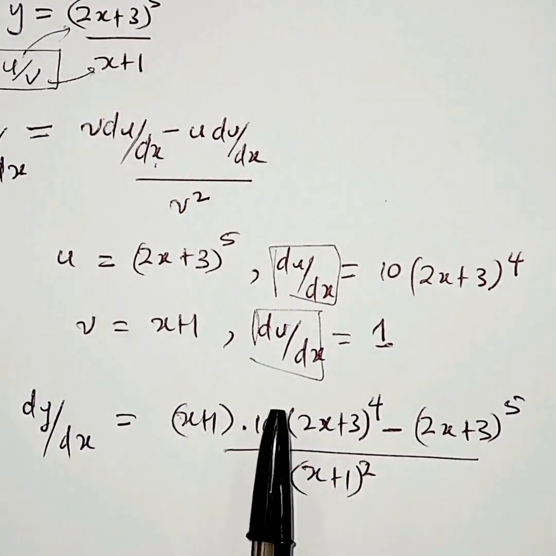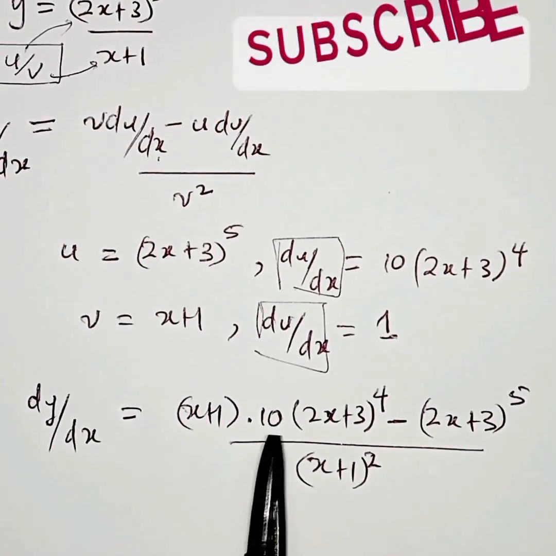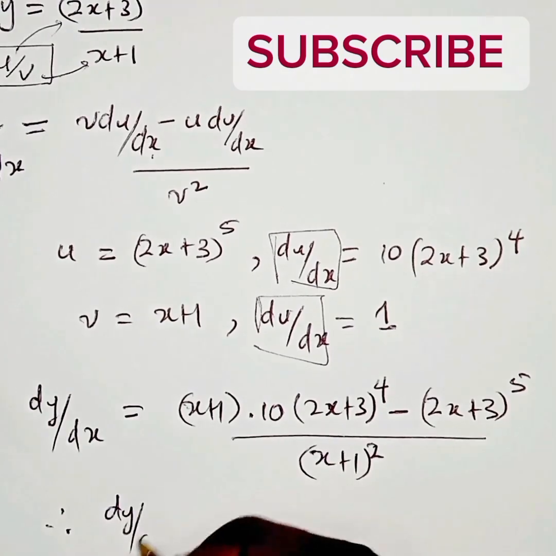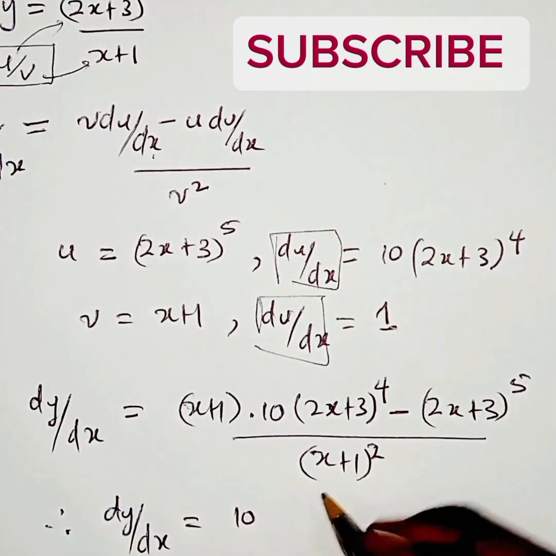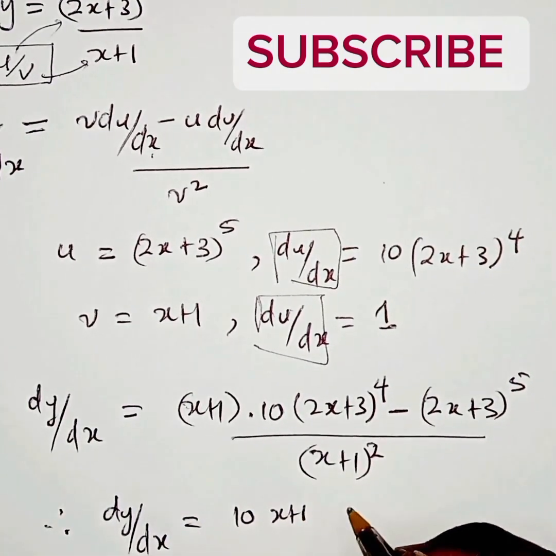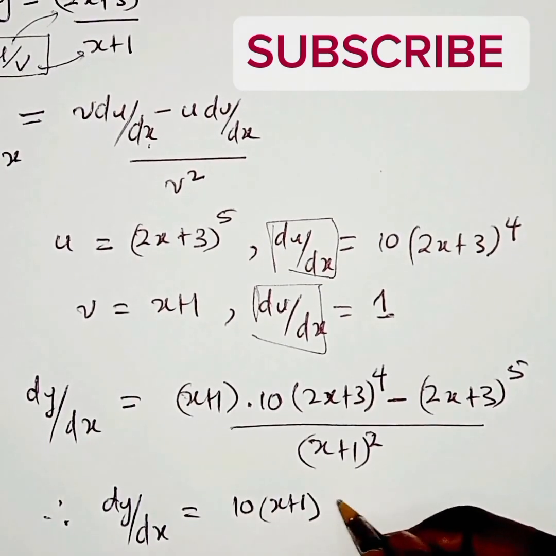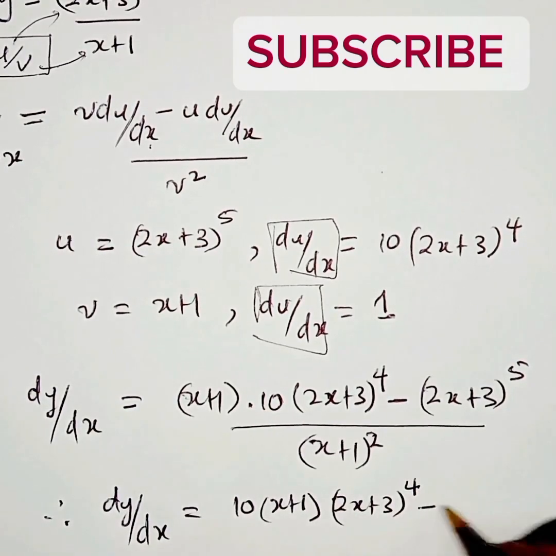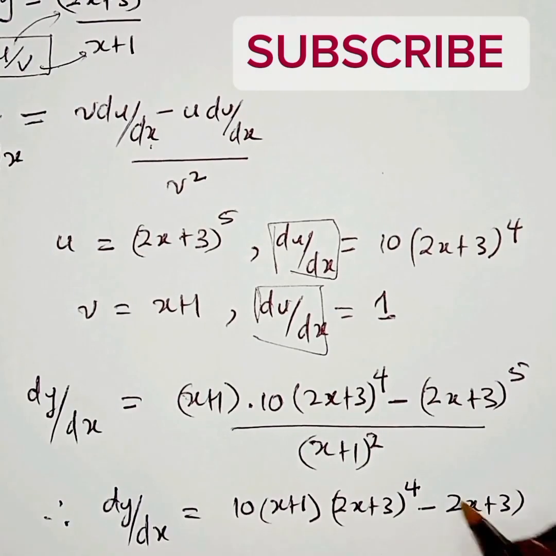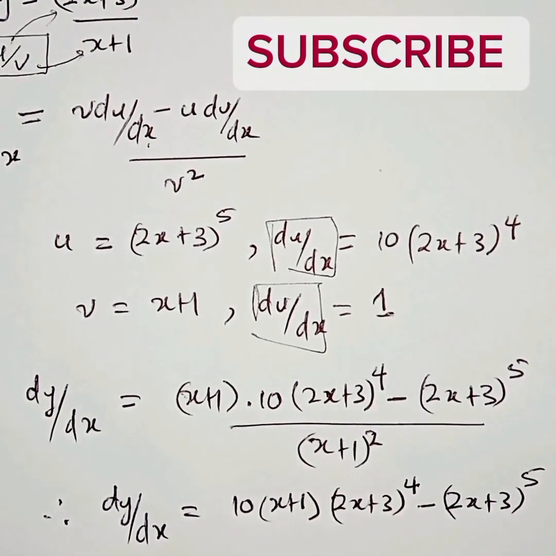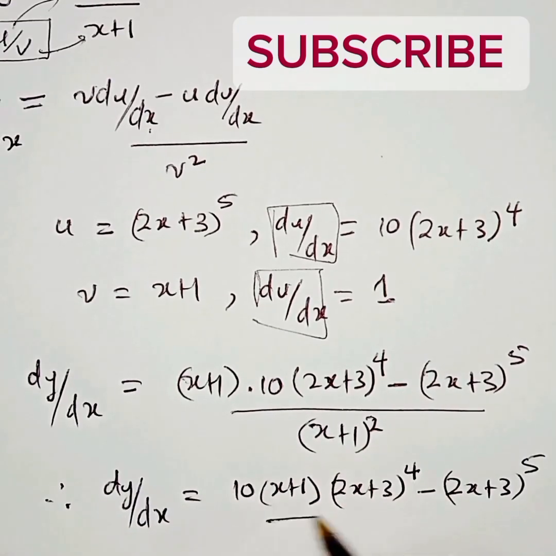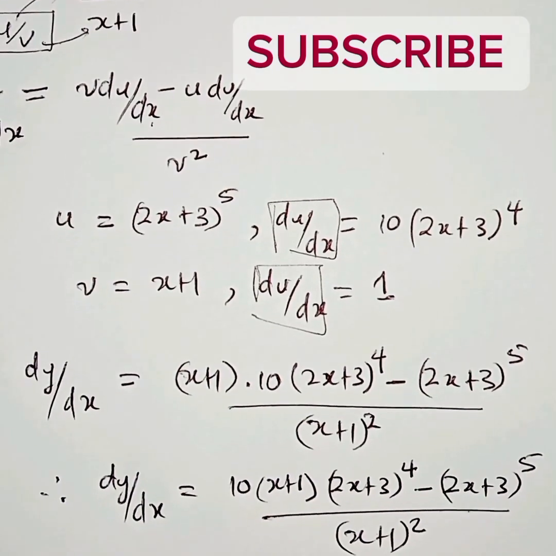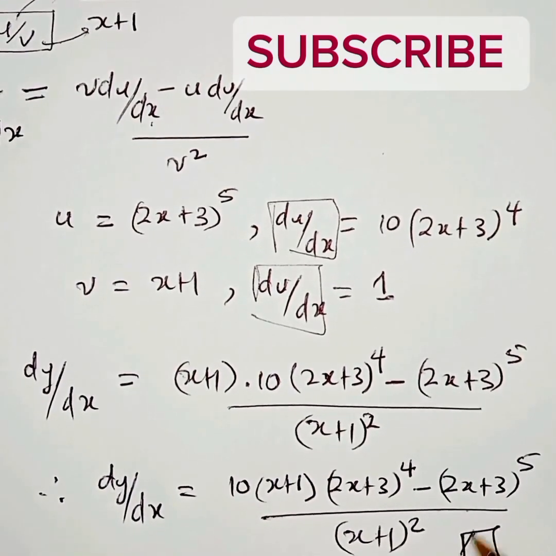Now we can just rewrite this nicely because this 10 here is not in a good position. So we're just going to say, therefore, dy/dx is equal to 10(x plus 1) multiplying (2x plus 3) to the power of 4 minus (2x plus 3) to the power of 5, and all of that is being divided by (x plus 1) squared. And we've come to the end of this question.